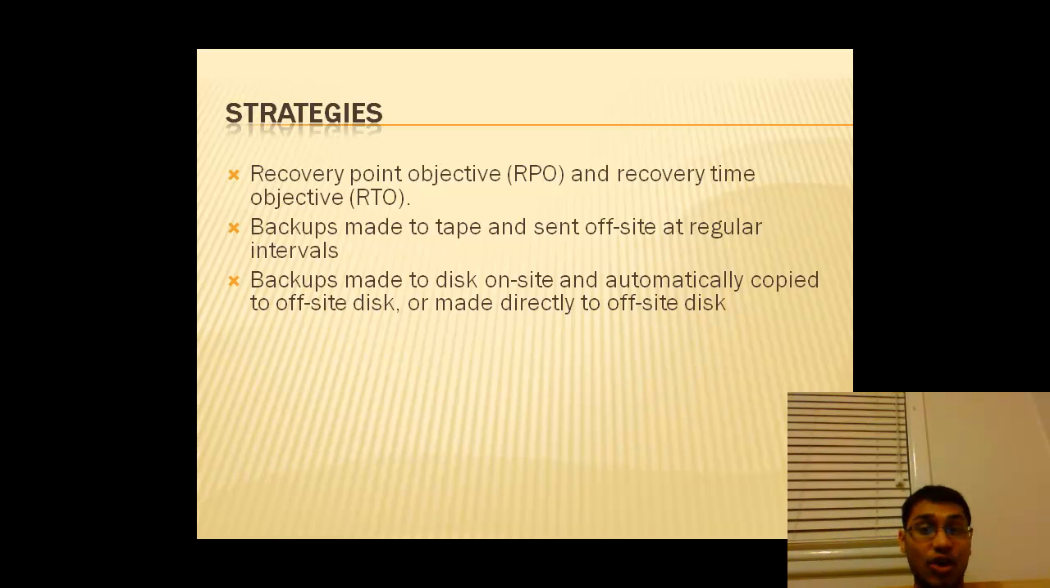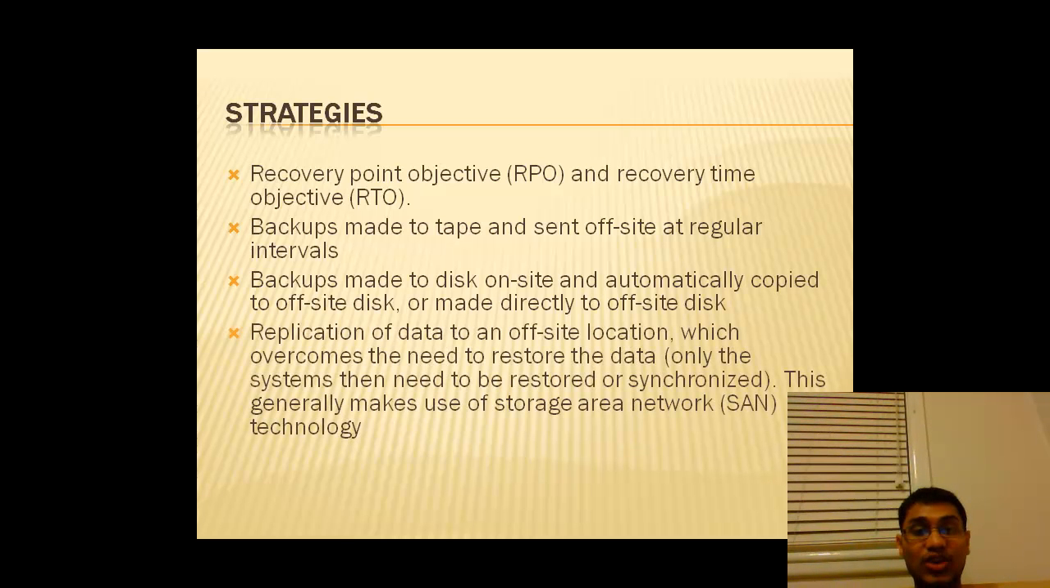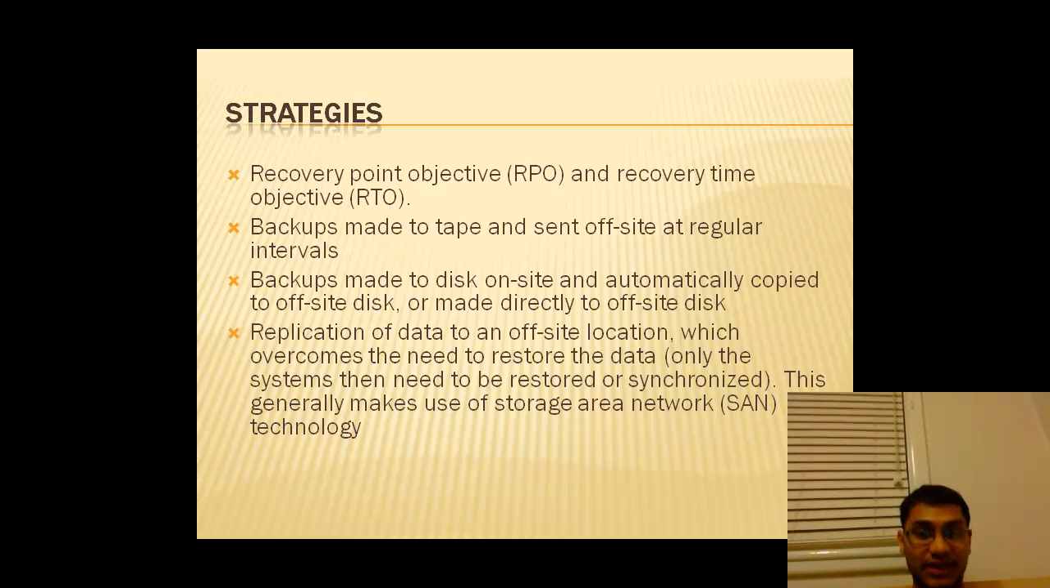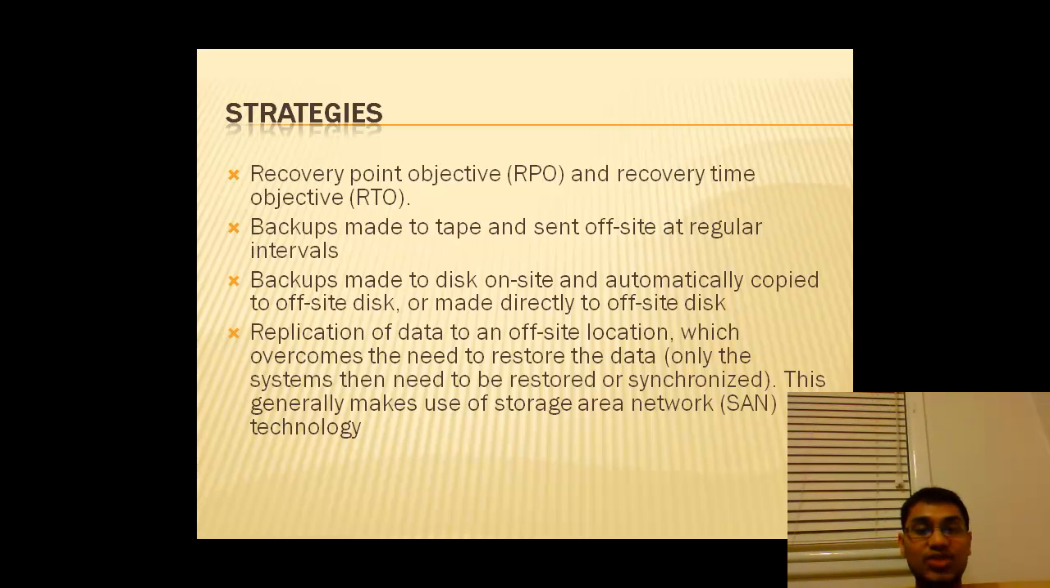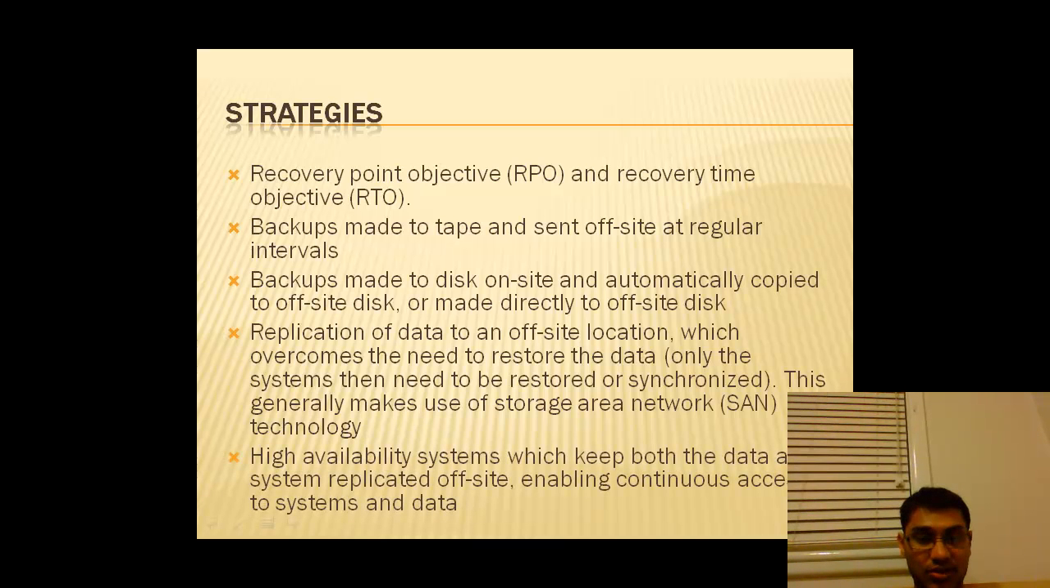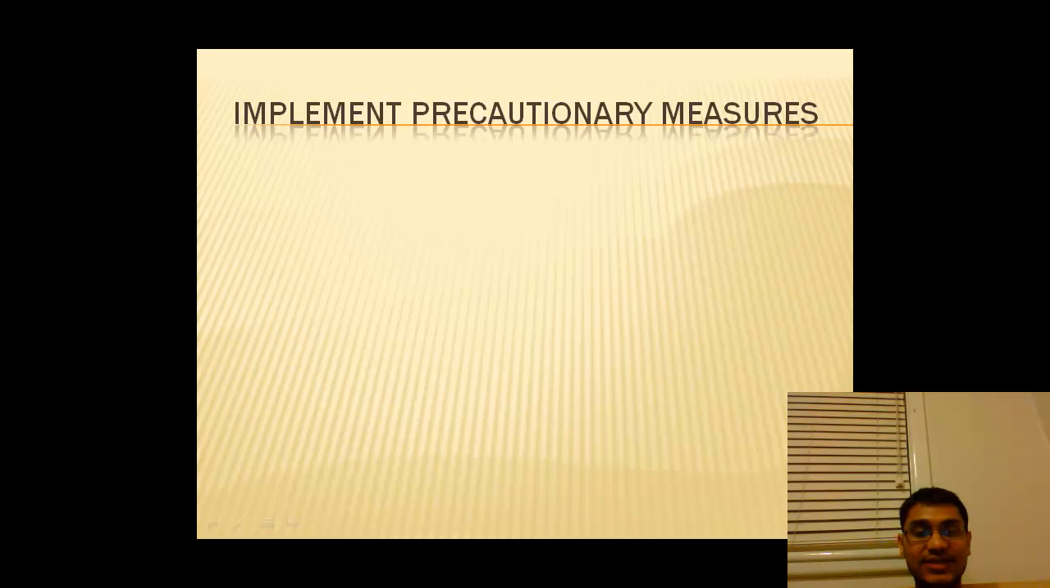The following is a list of the common strategies for data protection. Backup made to a disk on-site and automatically copied to off-site, or made directly to an off-site disk. Replication of data to an off-site location, which overcomes the need to restore data. Only the system needs to be restored or synchronized. This generally makes use of storage area network, SAN, technology. Highly available systems keep both the data and the system replicated off-site, enabling continuous access to the system and data.